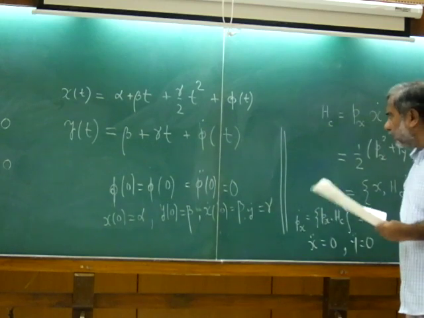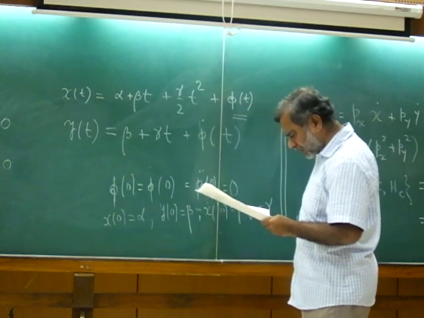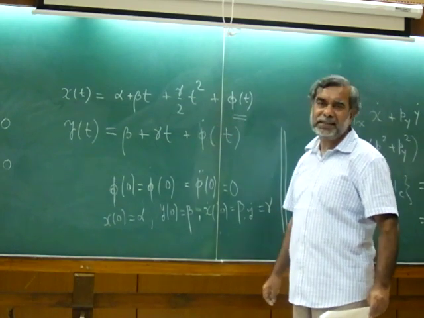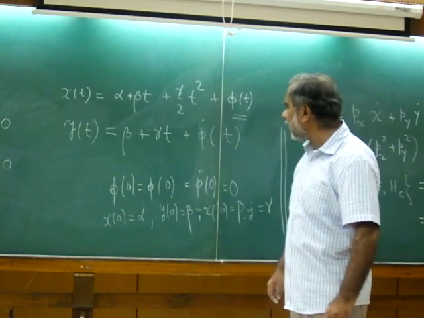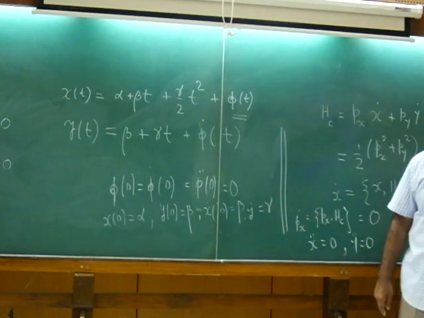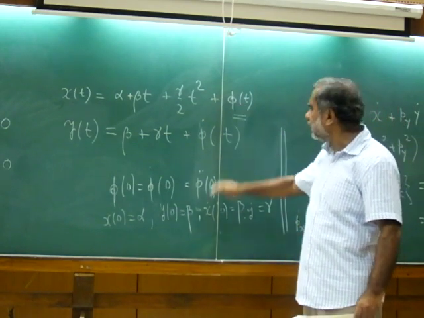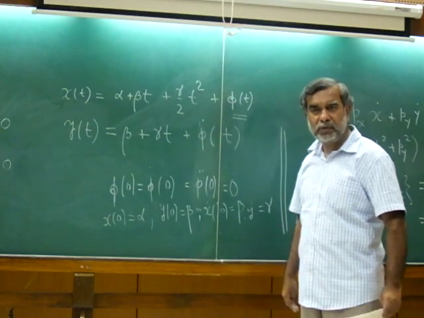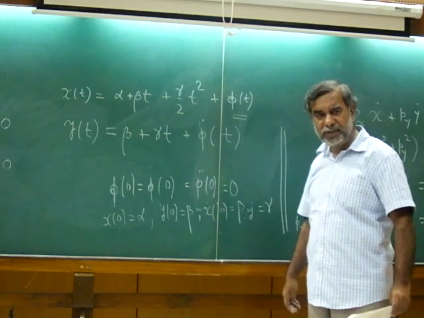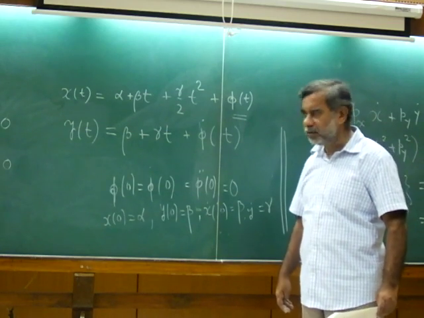Now what happens is this: the presence of phi of t really implies that there is an arbitrariness in the solutions. You can fix alpha or beta or gamma or whatever by a choice of the boundary conditions, right? But you cannot fix this by a simple choice of the boundary condition. This, in more technical language, is called the gauge freedom of the solution. The solution is not unique. It is not unique, okay?